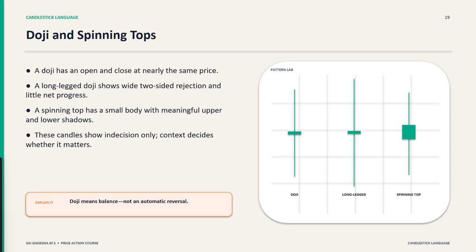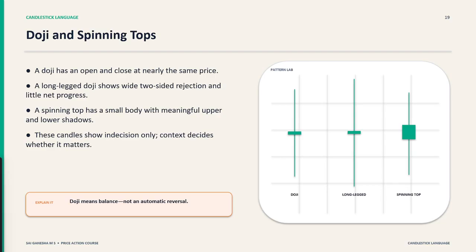Hello guys, welcome back. In the previous video, we learned how to read the body, wicks and range of a candlestick. Now we are going to look at some common candle shapes that you regularly see on a chart. But before we start, I want to make one thing very clear. Don't memorize a candle's name and immediately take a trade whenever you see it. The candle's location is more important than its name.